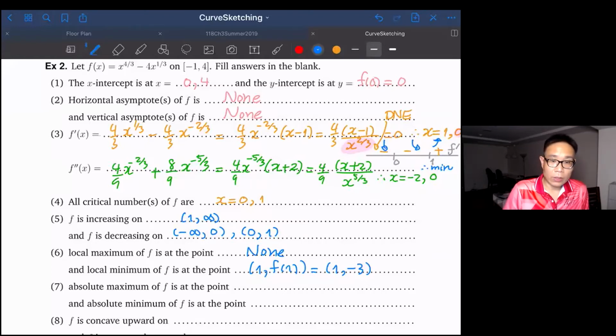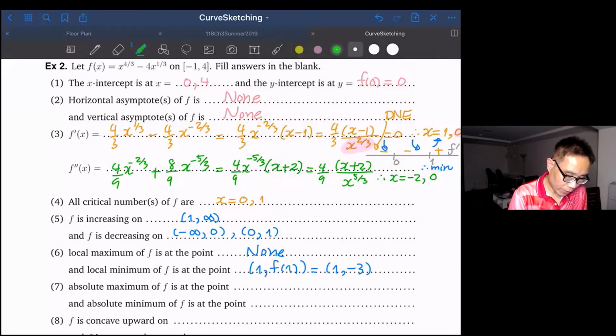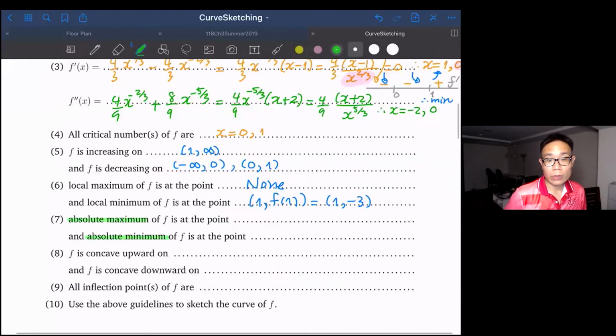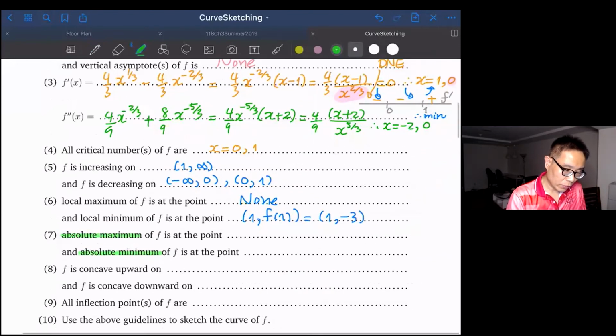And we're gonna try to find absolute maximum and absolute minimum. For absolute maximum and absolute minimum, you're gonna compute the value at the critical numbers. So you have to compute f(0). So we're gonna compute and compare.